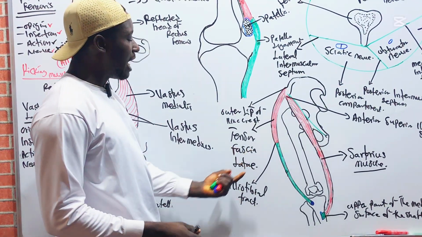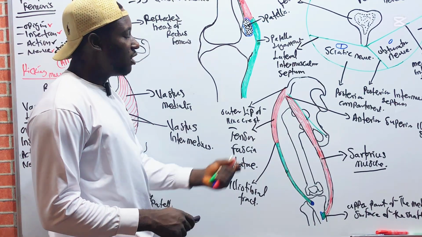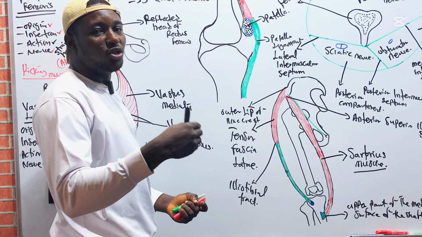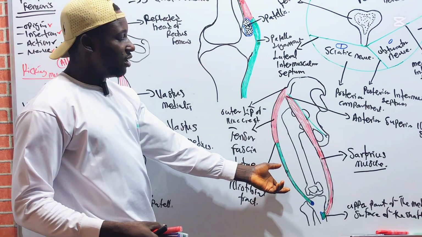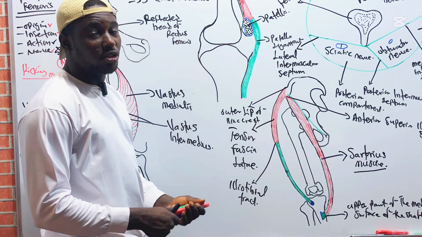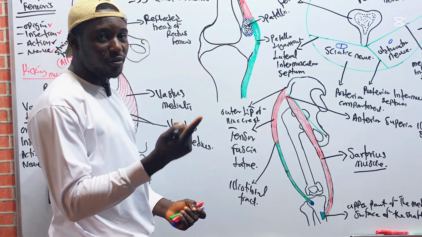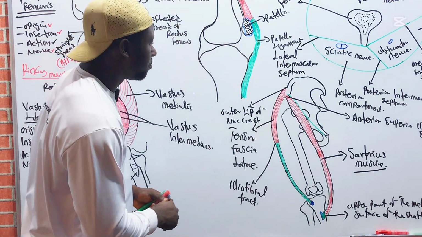Now, the nerve supply of the tensor fascial latae is the superior gluteal nerve, because the muscle is actually a muscle of the gluteal region. Just that during development, it extends laterally to the anterior compartment of the thigh, but it takes its innervation from the nerve of the gluteal region, which is the superior gluteal nerve.